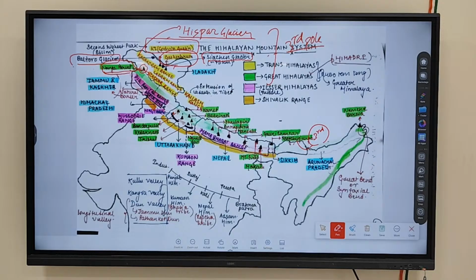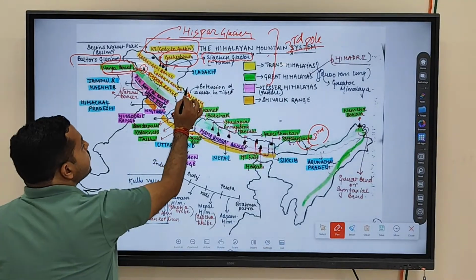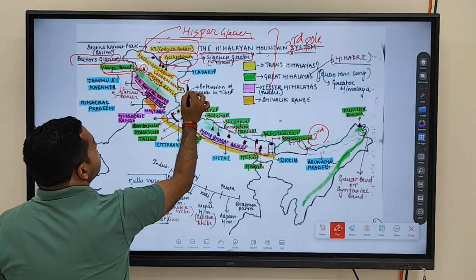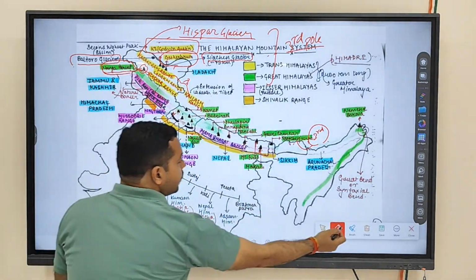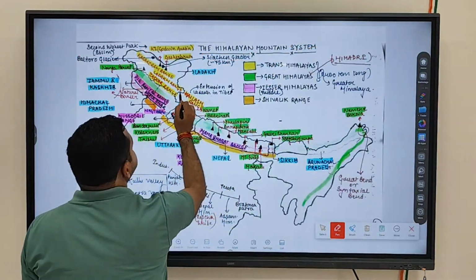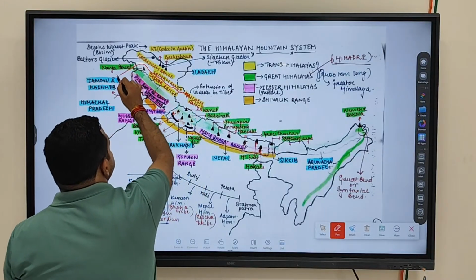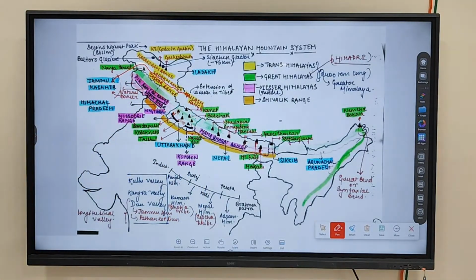Now next important is your which range? Kailash range. So from Kailash range, which river originates? Indus River. So Indus River originates in this range, the Kailash range. So we discussed Indus River originates in which range? It is originating in Kailash range. And Indus River flows between which two ranges? Between Ladakh and Jaskar range. It flows between Ladakh and Jaskar range.